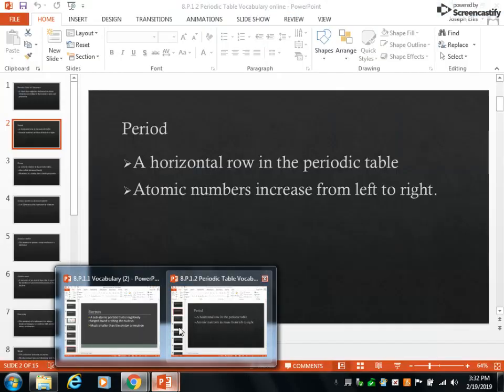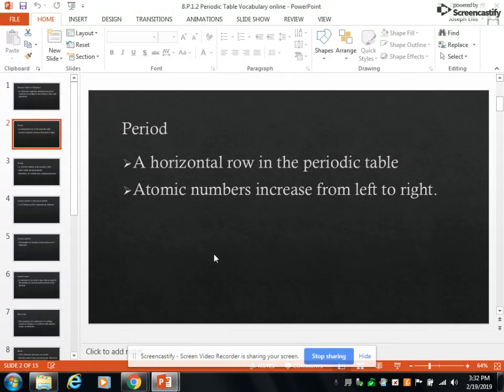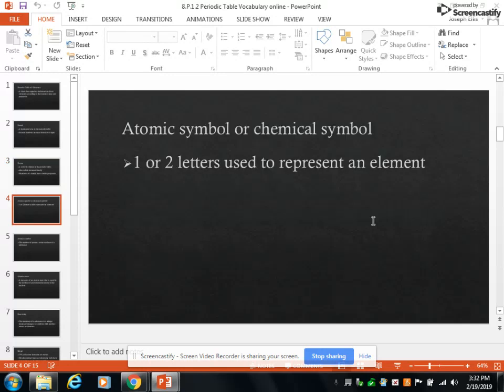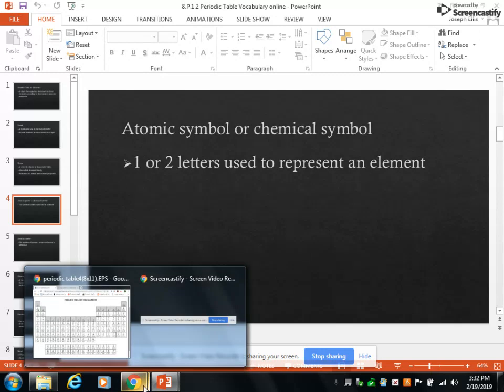So that's periods or rows. Columns are the groups, called families. They have similar properties. You better know that. They ask about 1,500 questions about that. And what they'll do is they'll give you, okay, which element has a similar property to lithium. So you would find lithium on your periodic table, and then you would go and see which of the choices is on that column.